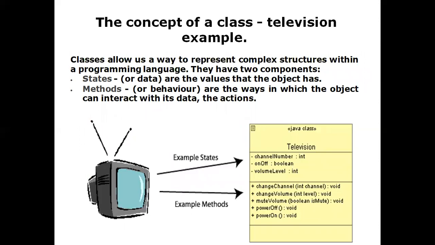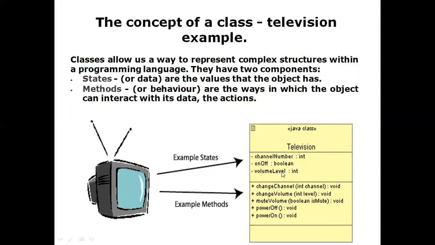Now we come to the first point, which is class. A class is a concept which represents a structure having states, meaning data or attributes, and having methods, meaning behavior. These behaviors, or functions, work on this data. You can see in this example, television is a class having some attributes, some data, that is channel number, volume level, like this.